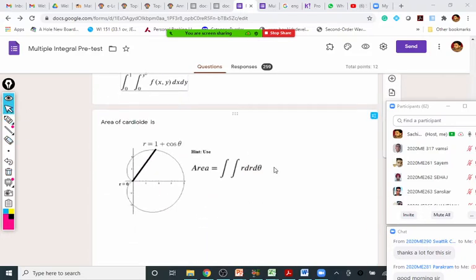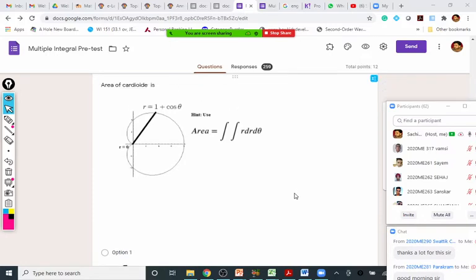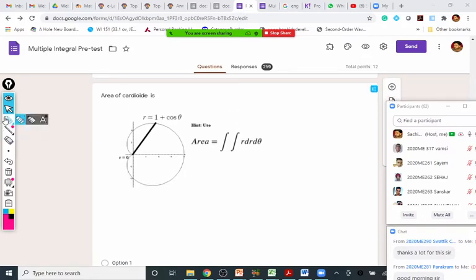And the last one here, the hint is already given. We have to evaluate the area of a cardioid. The formula for area is the double integral of r dr d theta, provided we are in polar form. What about the limits of r and theta? Tell me.